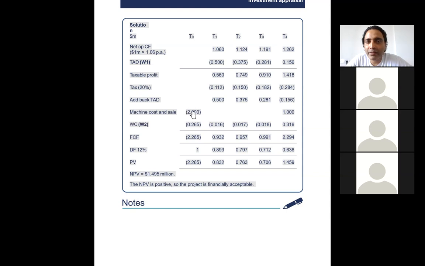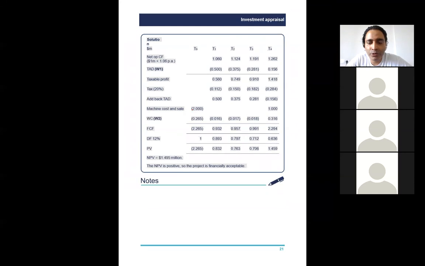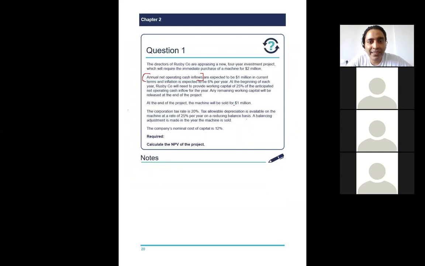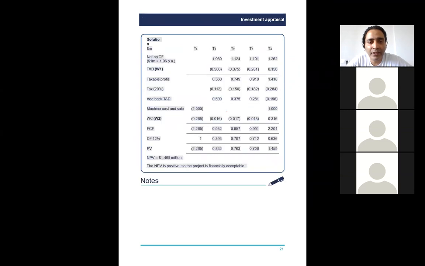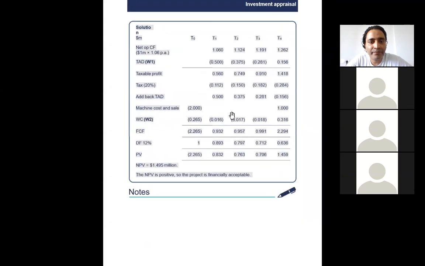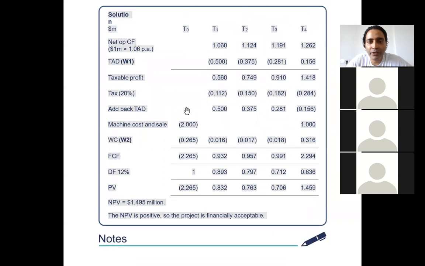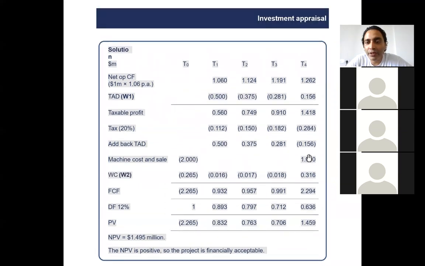Initial investment 2 million at T0. It's an outflow. But you also know that you are going to sell this machine and generate an inflow of 1 million at the end of the last year. So look here at what has been done. A 2 million outflow is shown. A 1 million inflow is shown.